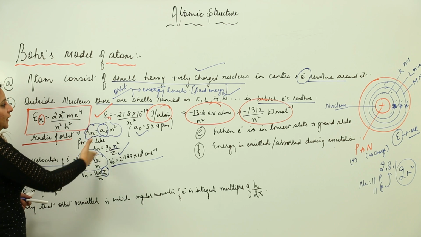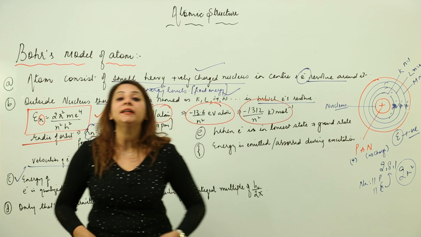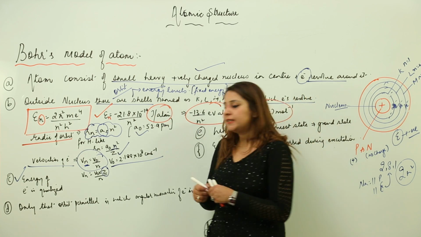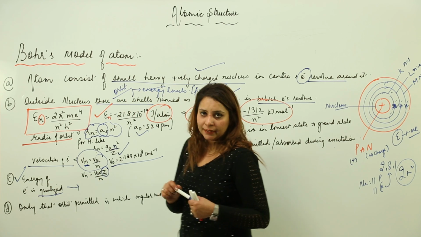So this is the second postulate of the Bohr model. Third is that they say that energy of electron is quantized. When I say quantized, it means it has certain set values.